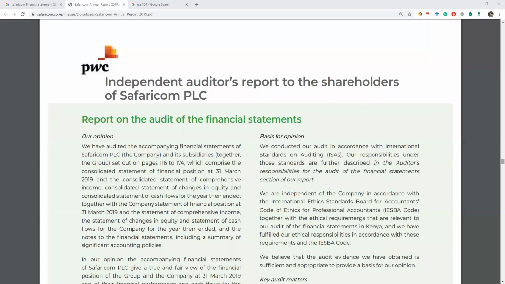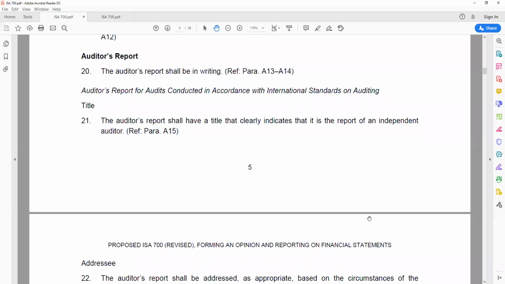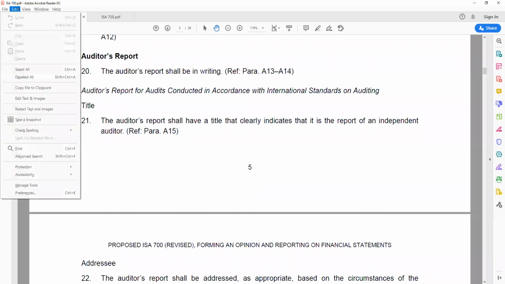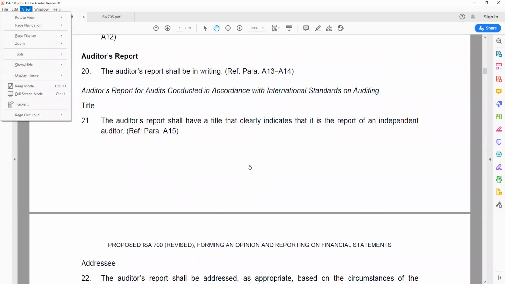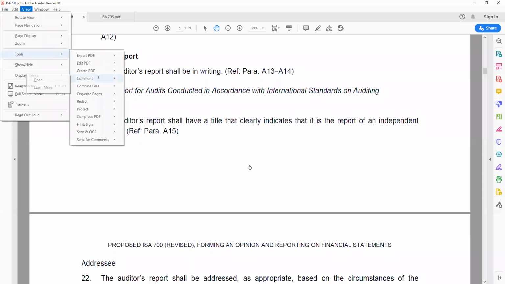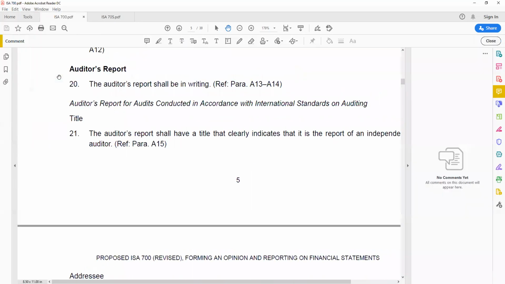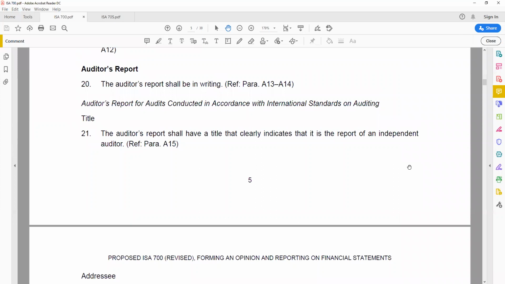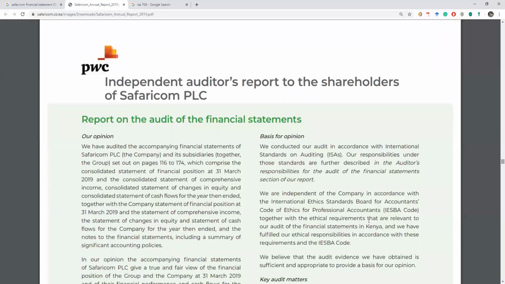It also has the following. One of them is the title. What do you mean by the title? The title, just go through the accounts of Safaricom. So I'll be switching from one slide to the other. So this is the title.